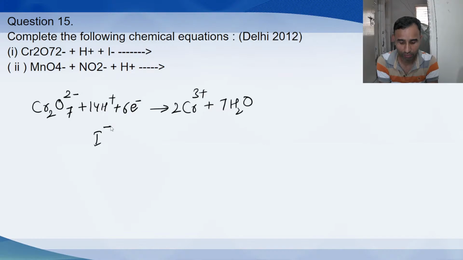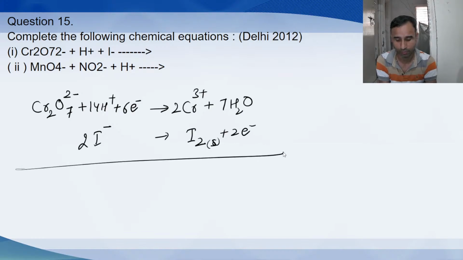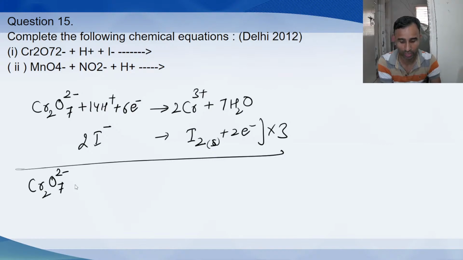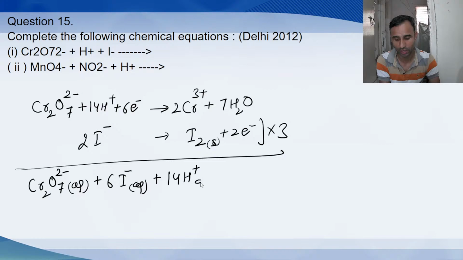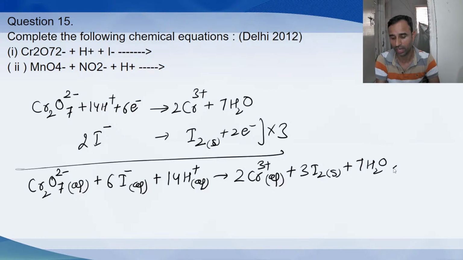Next is I-. I- will give I2 plus 2 electrons. So just balance it by multiplying by 3. So it is Cr2O7 2- aqueous, plus 6 I- aqueous, plus 14 H+ aqueous, to give 2 Cr3+ aqueous plus 3 I2 solid plus 7 H2O liquid.